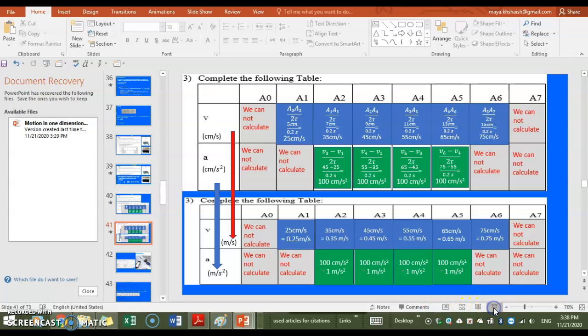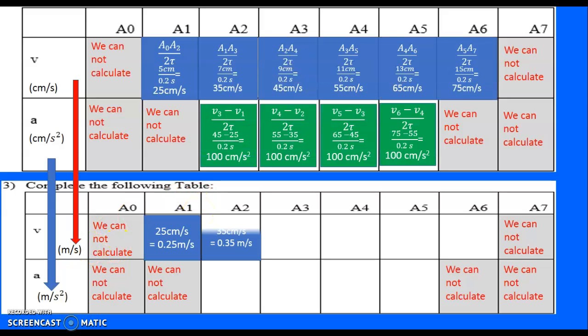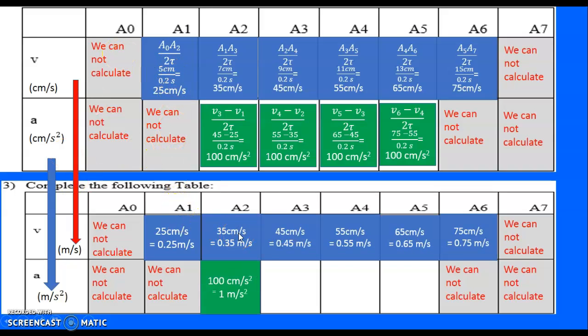So now converting the obtained values to the SI unit: from centimeters per second to meters per second, and centimeters per second squared to meters per second squared. We have to divide centimeters per second by 100 in order to obtain it in meters per second. So 25 becomes 0.25, and so on for all. And from centimeters per second squared to meters per second squared, we also have to divide by 100, so here it becomes 1 meter per second squared.